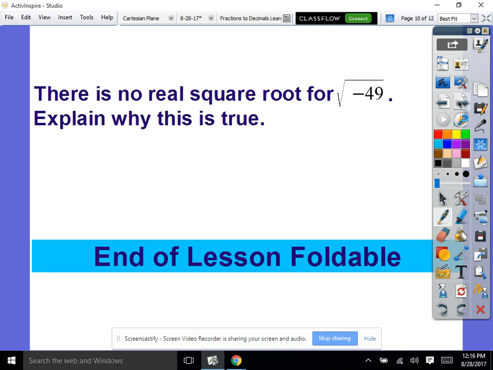All right, there is no real square root for the square root of negative 49. I want you to think about that tonight. Write down why you think this is true, and tomorrow you'll talk about that with your shoulder partner, and then we will discuss it in class. And that is the end of our lesson. We will do a foldable tomorrow in class as well.